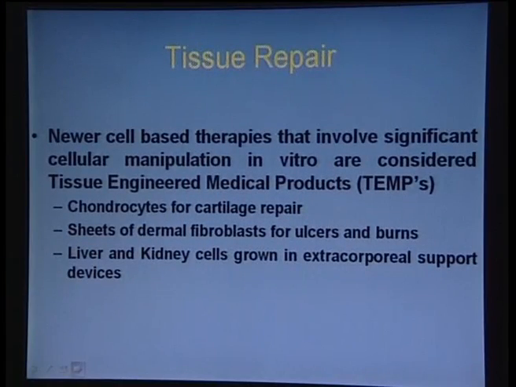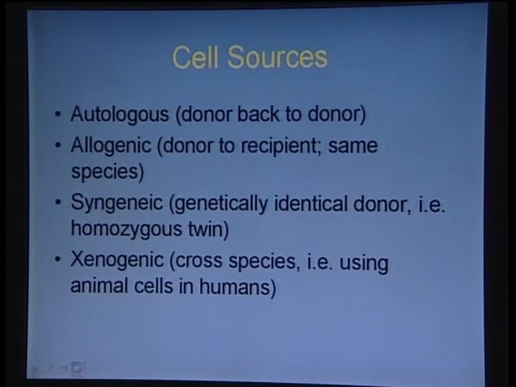Okay, tissue repair. They have said that newer cell-based therapies that involve significant cellular manipulation in vitro are considered tissue engineered medical products. For example, chondrocytes for cartilage repair. Many times, due to aging and so on, cartilage repair is required, and chondrocytes are the cells for the cartilage tissues. Then seeds of dermal fibroblast for ulcers and burns, and liver and kidney cells grown on extracorporeal support devices. So, these are three different types of examples that are given.